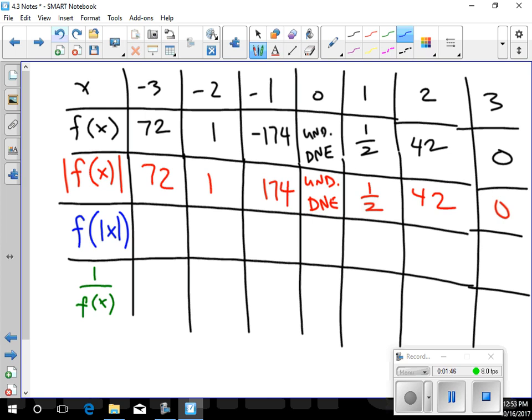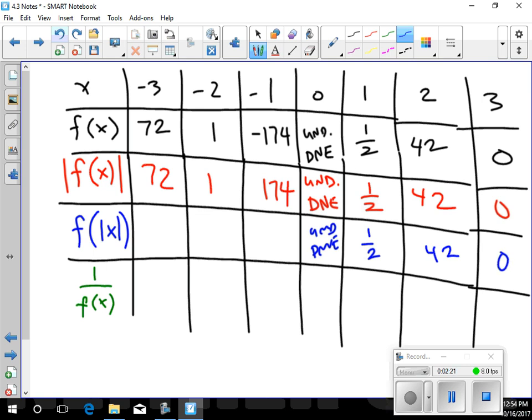So what's that going to do? The x becomes the opposite. So let's just talk about the ones that are unaffected. Will 0 be affected by this? No. So there will still be an undefined value there. Does not exist. Will 1 change if I plug in a 1? 1 still gives me an output of 1/2. 2 doesn't change, gives me an output of 42, and 3 doesn't change because it's positive, so it gives me an output of 0.